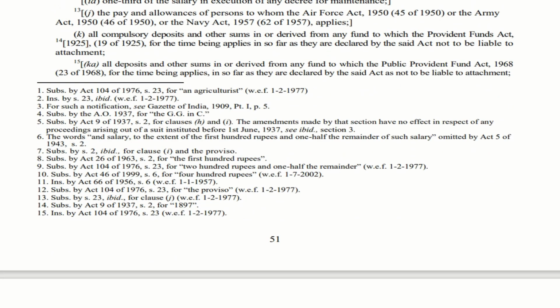There are two crucial points in this KA. One is, here they say all deposits. They simply say all deposits. It's not a compulsory deposit. It simply says all deposits. And the next important point is, it should be a public provident fund. That is the point here. Previously, it was only Provident Funds Act. Now it is Public Provident Fund Act. This is the difference between K and KA.